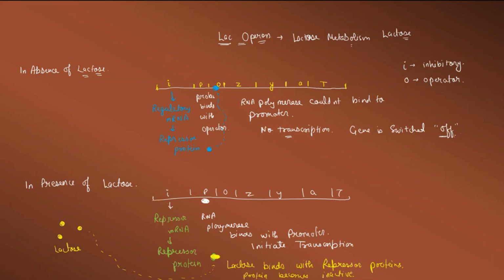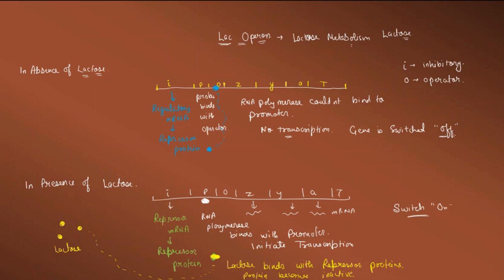Okay. So when RNA polymerase binds with the promoter site, transcription will start. All these genes, gene Z, Y, A, will undergo transcription to form their mRNA. And then after that, they will undergo translation to form their final enzymes. Those enzymes are required for lactose metabolism. Clear? So in this case, the gene is switched on. Understood? Any doubt?